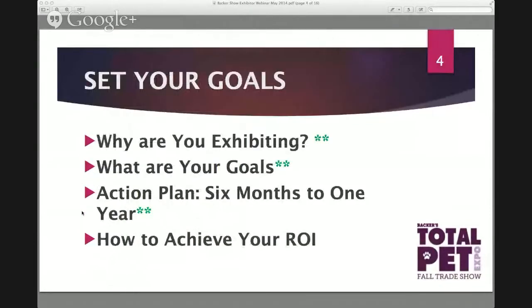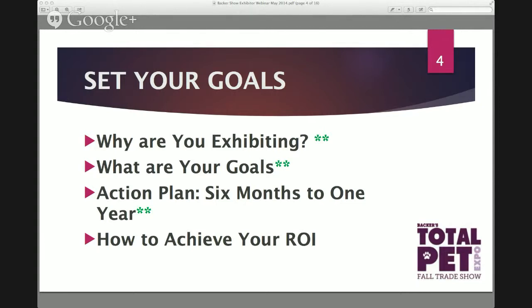So as we go into the next slide, where I talk about setting your goals, why are you exhibiting? And by the way, you'll notice on the slide, you'll see some green stars next to some of those bullet points. Those highlight the fact that we have a special survival kit for you, and in that kit there are templates that you can use to help you through the process of setting up your trade show and really functioning at a very high level.